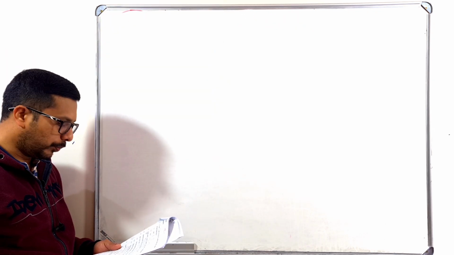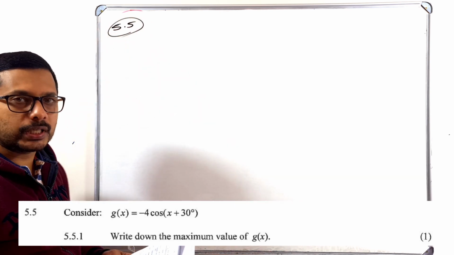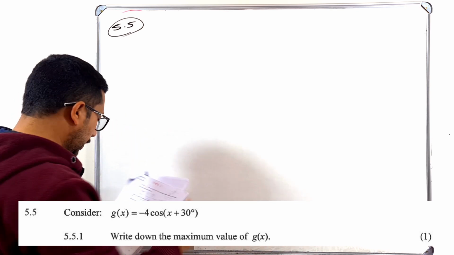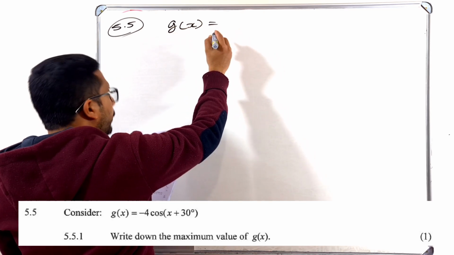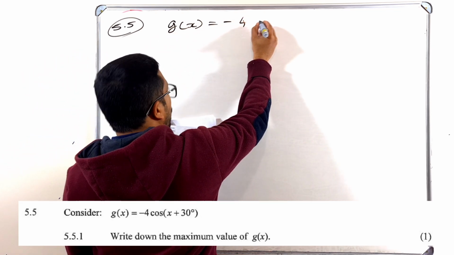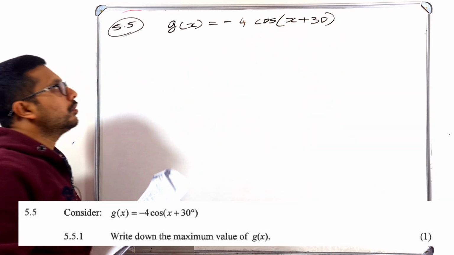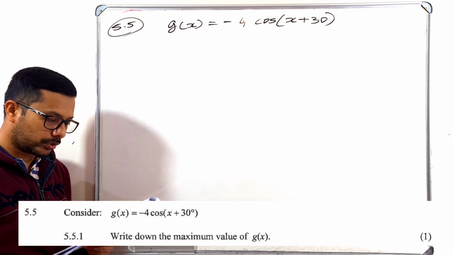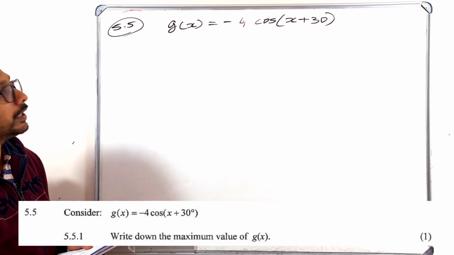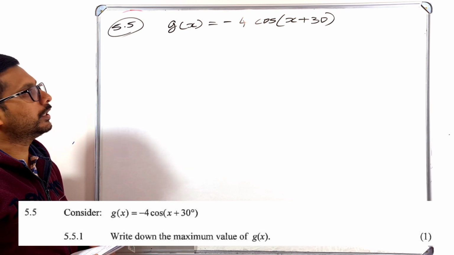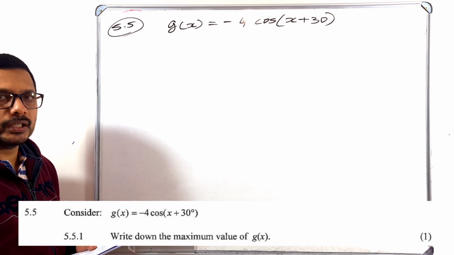Okay, next question, question number 5.5. Question number 5.5, that is a graph question, trigonometry graphs question. Okay, consider g of x is equal to minus 4 cos of x plus 30. So what is the first question? So there is an equation given, g of x is minus 4 cos x plus 30. It is a cos graph or cos function, and x plus 30 means what?